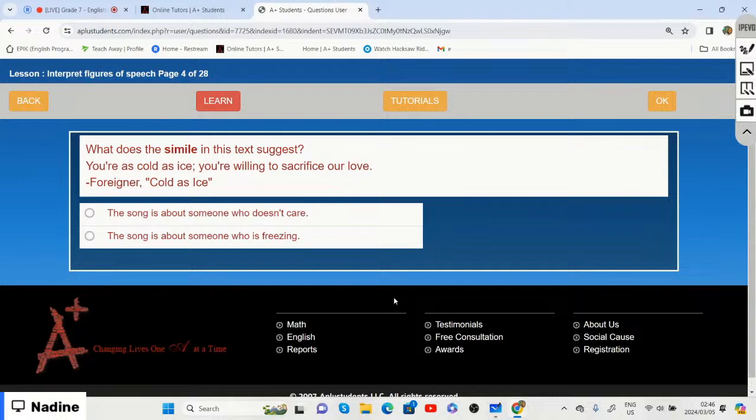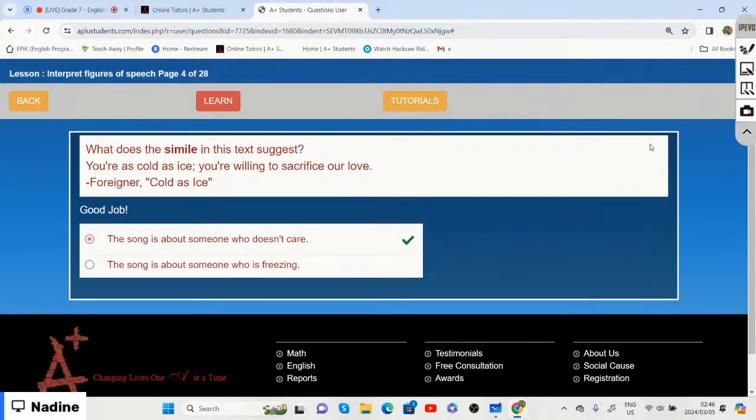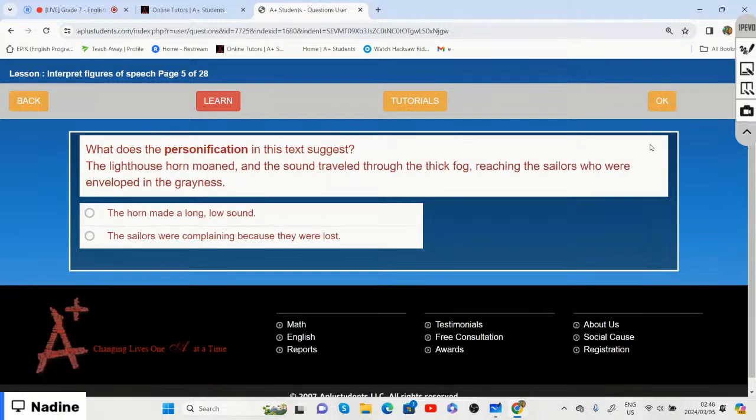All right, so we can say that the simile in the text, you are as cold as ice, means that this song is about someone who doesn't care because it's not directly saying that you are freezing. And that is correct.